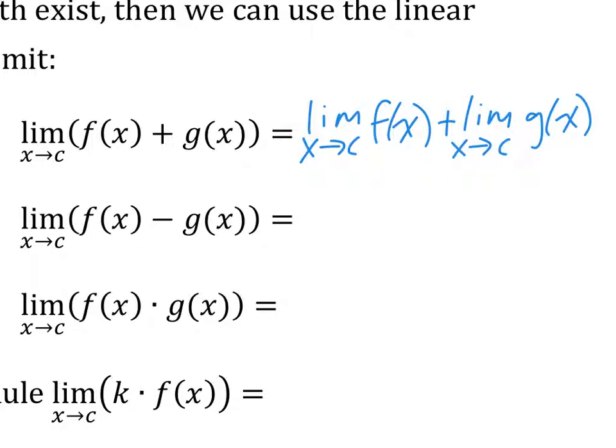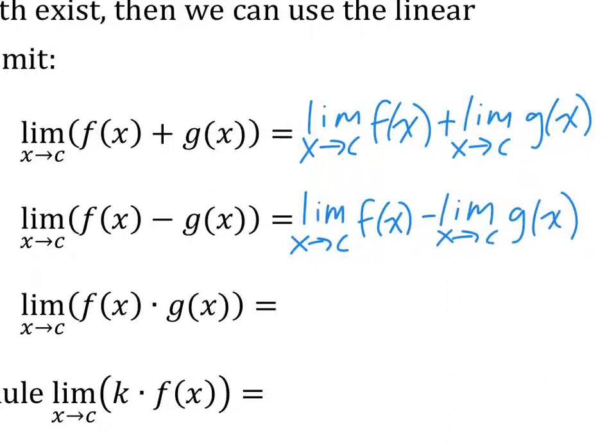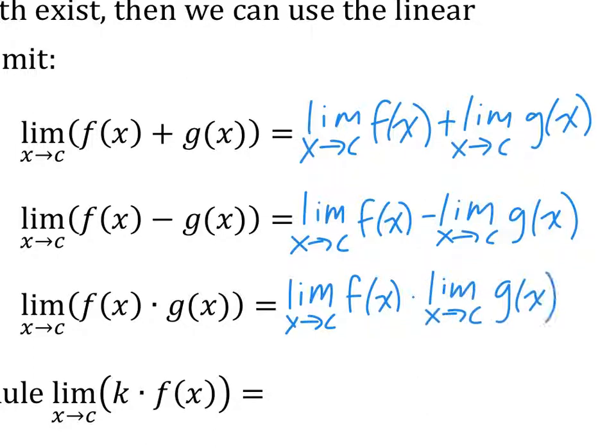Okay, when you are trying to take the limit of two functions that are subtracting each other, same thing. You can take the limit of each one individually and then subtract them. Okay, same thing with multiply. Multiplying limits, you can take the limit of each part separately and then multiply them together. So the limit as x goes to c of f of x times limit as x goes to c of g of x. So these are very intuitive things that you probably would think about doing anyways.